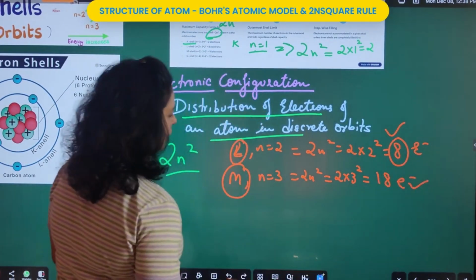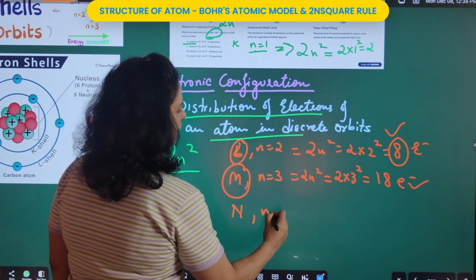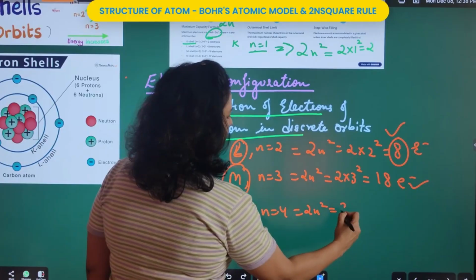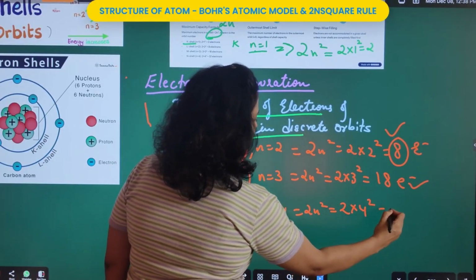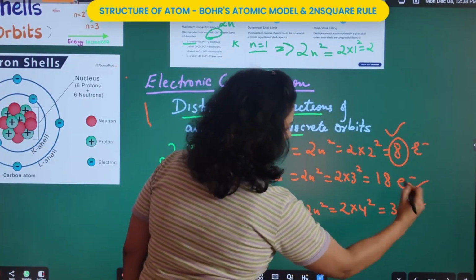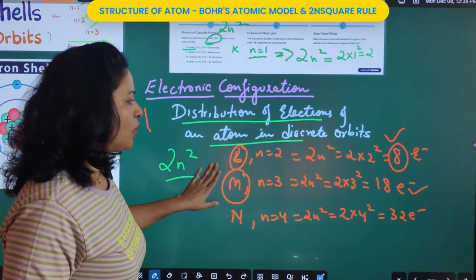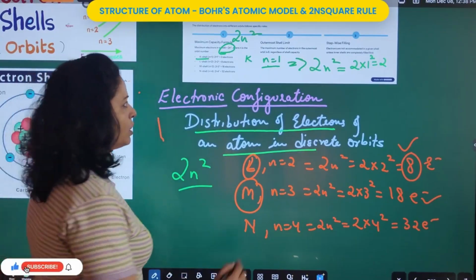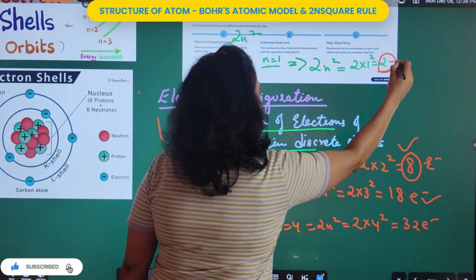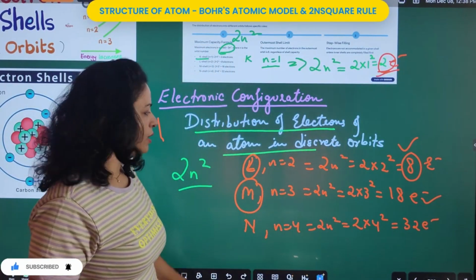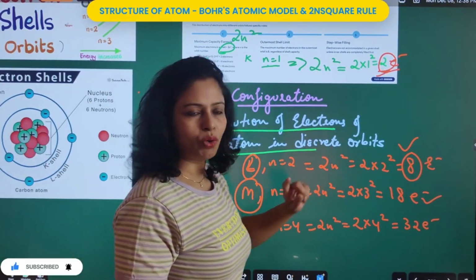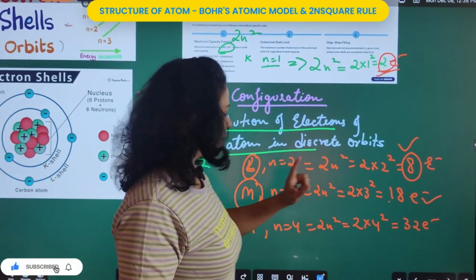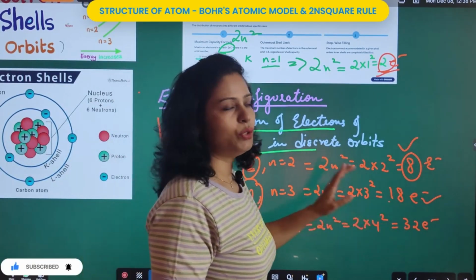So the M shell has a maximum capacity of holding 18 electrons. If you go for the N shell, n is equal to 4, 2n square, substitute the value of n, that is 4, and we will get 32 electrons. So this is the electronic distribution, how electrons are distributed in different energy levels. The K shell can hold a maximum of 2 electrons, the L shell 8 electrons, the M shell 18 electrons, and the N shell 32 electrons.